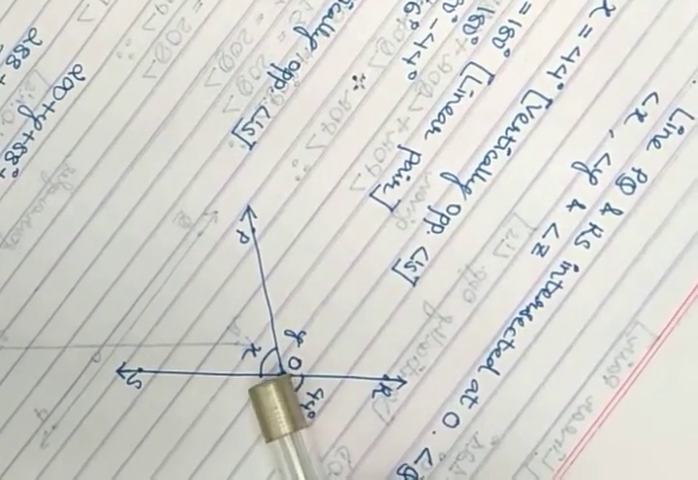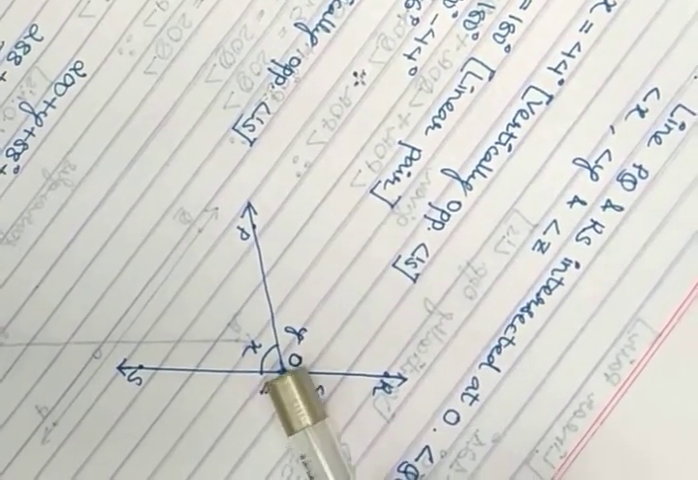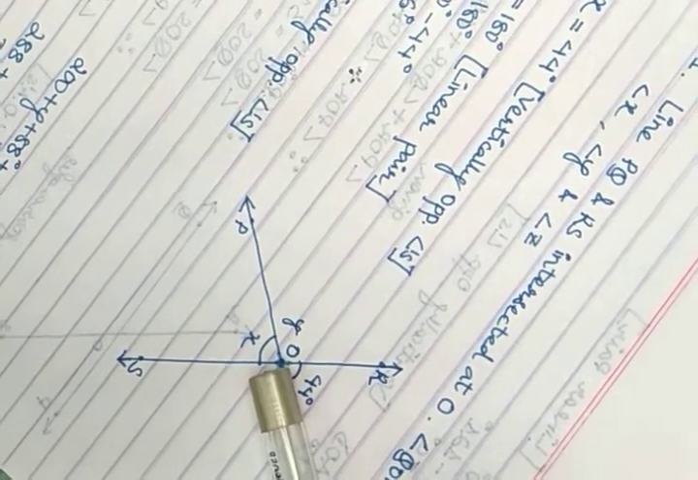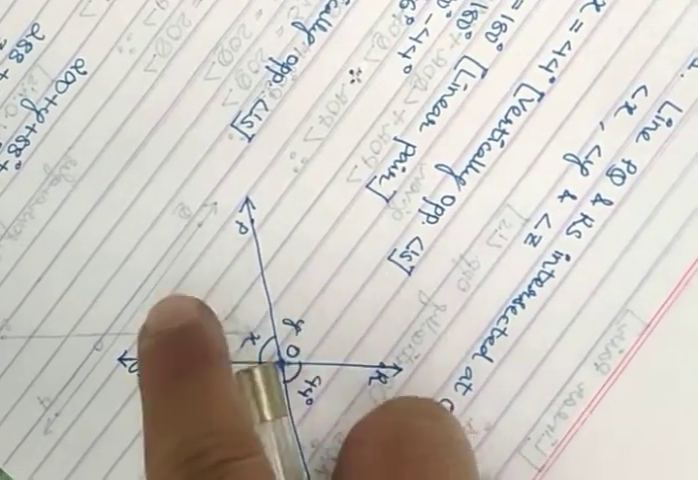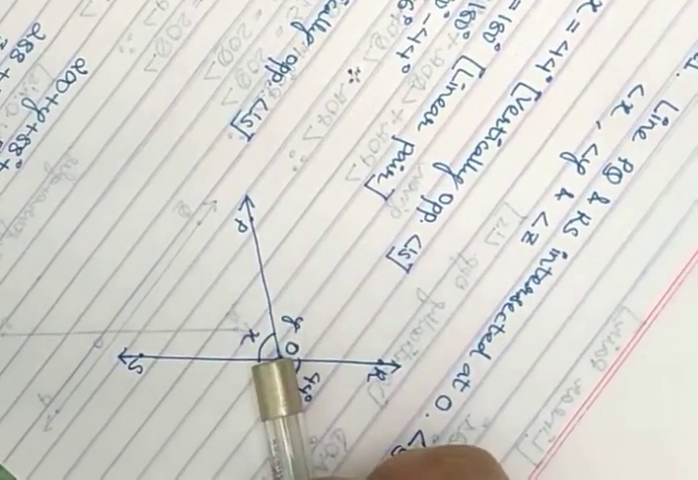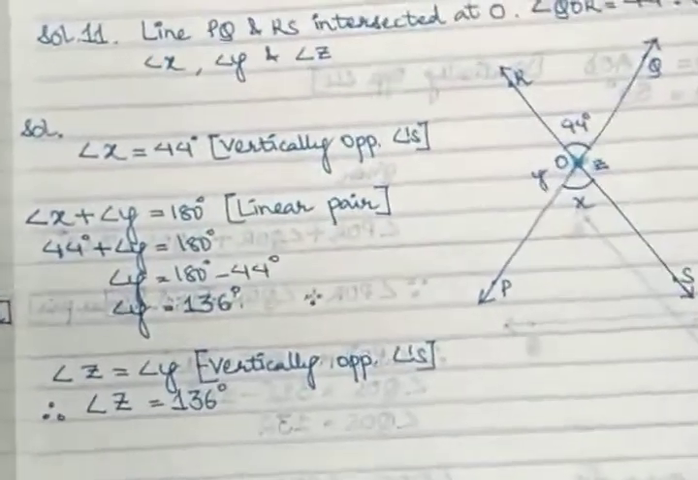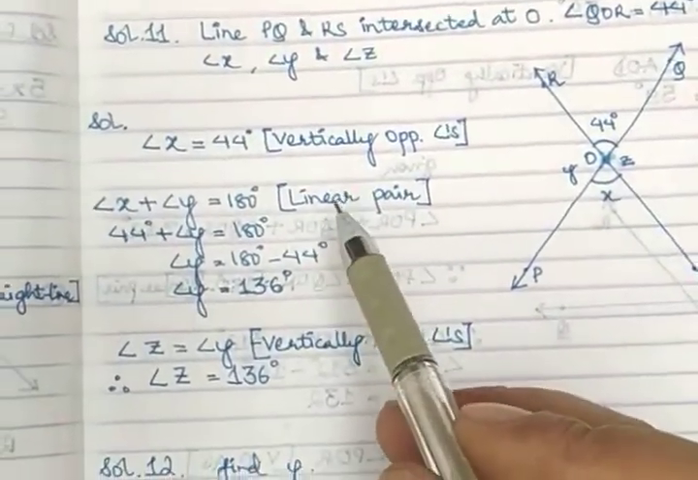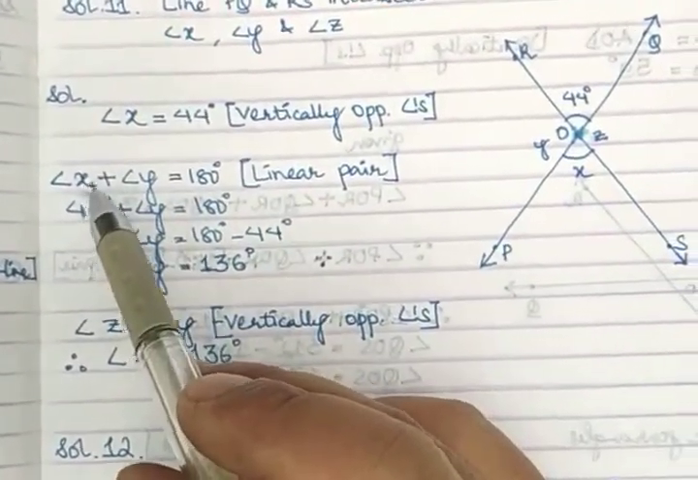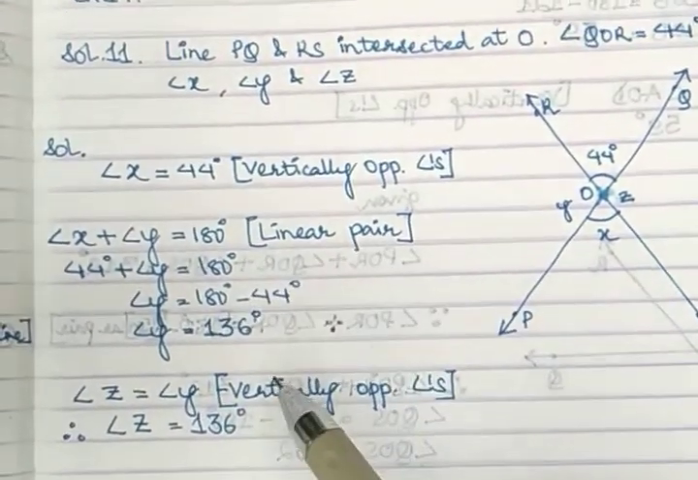two angles, that's what we see here. RS is a straight line divided into two angles, that is X and Y. What we know is when we add those two angles on a straight line, we get 180 degrees. That's the reason, linear pair. So that is what I have written: angle X plus angle Y equals 180 degrees, linear pair.